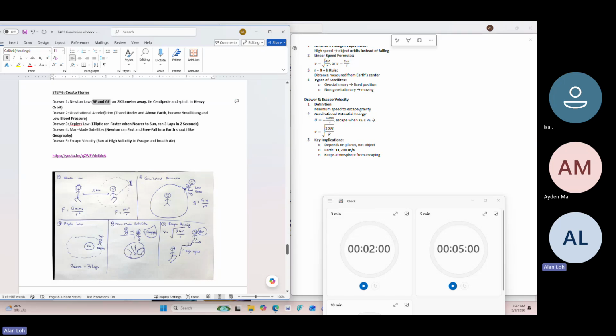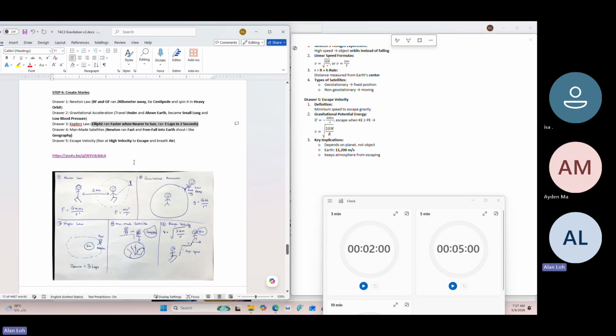And then drawer 2, gravitational accelerations, okay, is somebody, and for this case is that black body, travel under the earth and then above the earth. And then his or her, or it, let's name it it, small lung, became small lung, the lung becomes smaller, and low blood pressure. Then you have this Kepler's law, right?